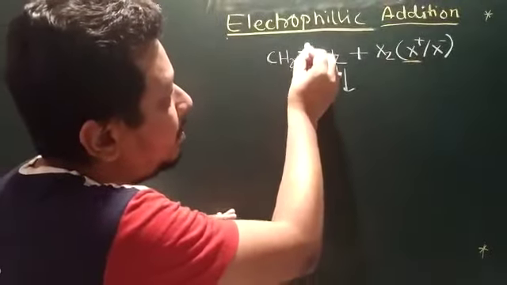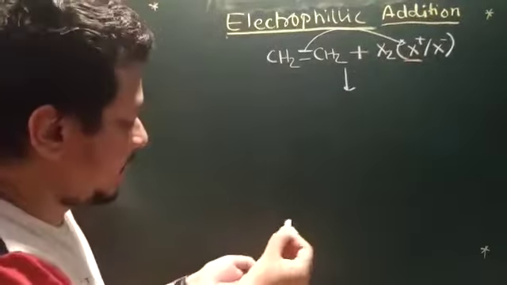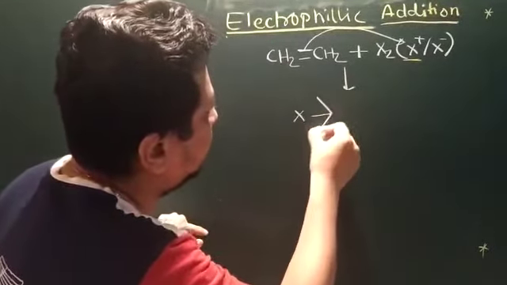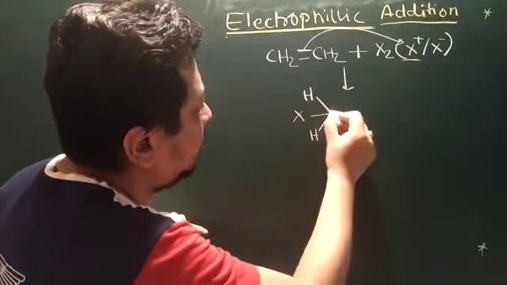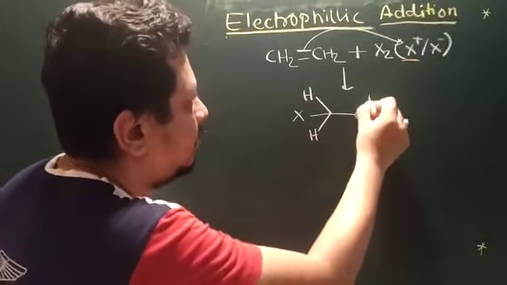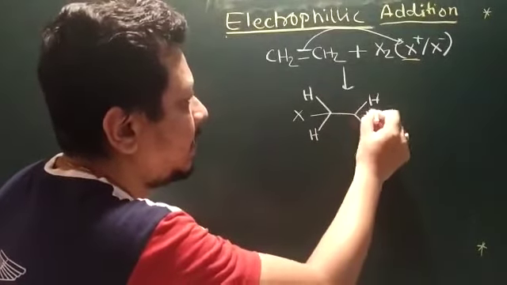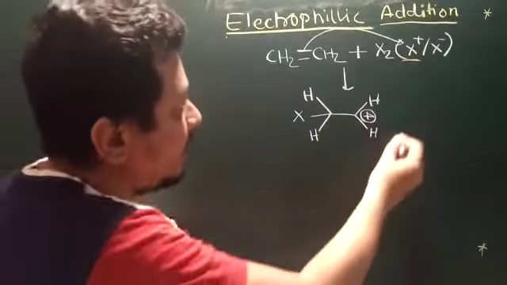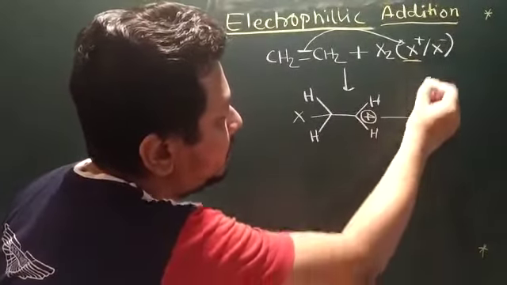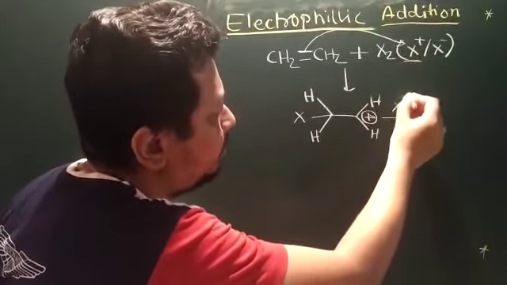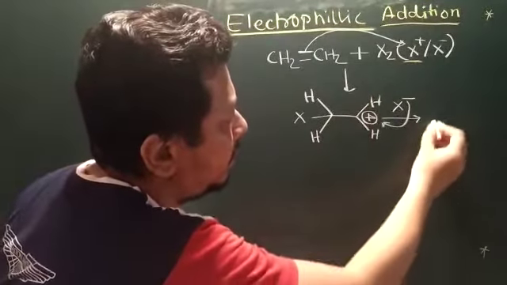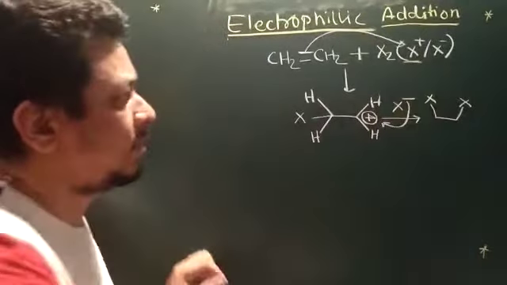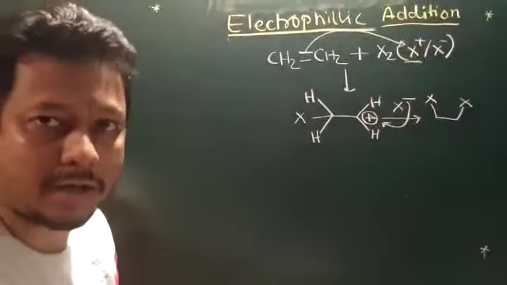So that means the pi electrons will be giving the electron to the X, and you find that there is an addition of X to the C double bond C, leaving one cation. And eventually, the second step is that X minus acts as a nucleophile, attacks over here, and it can give you the disubstituted products with polar hydrogens.